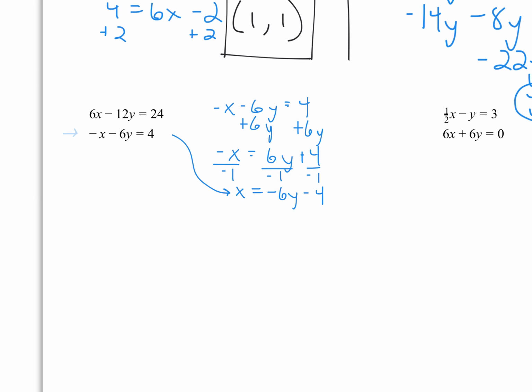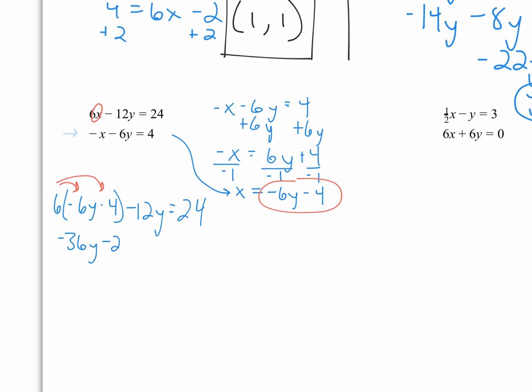Let's do the substitution. Negative 6y minus 4 needs to go into the other equation for x. We need to plug that in. So we have 6 times negative 6y minus 4 minus 12y equals 24. We just need to do the algebra from here to solve for y. So I have something I should distribute. Let's do that. Negative 36y minus 24 minus 12y equals 24.